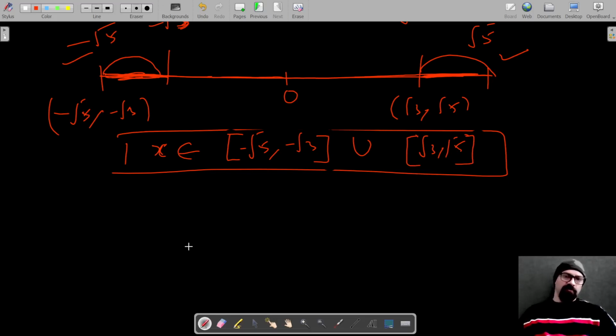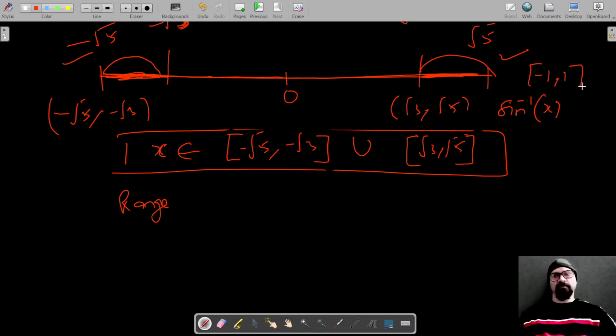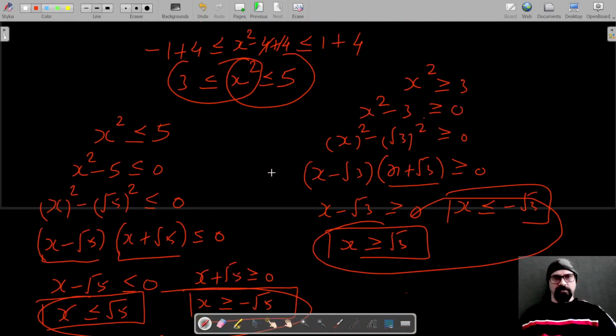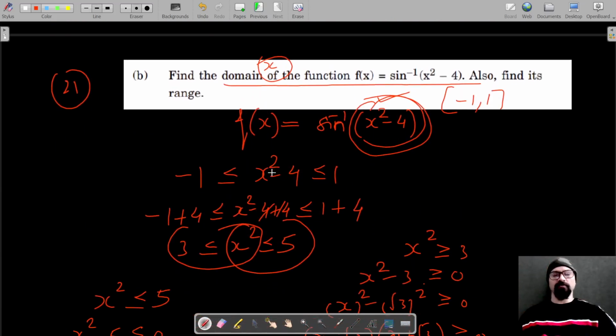Now the range: we know that for sine inverse x, where the values of x are from -1 to 1, its range is negative pi by 2 to pi by 2. So our range is negative pi by 2 to pi by 2. Moving on to question number 22.